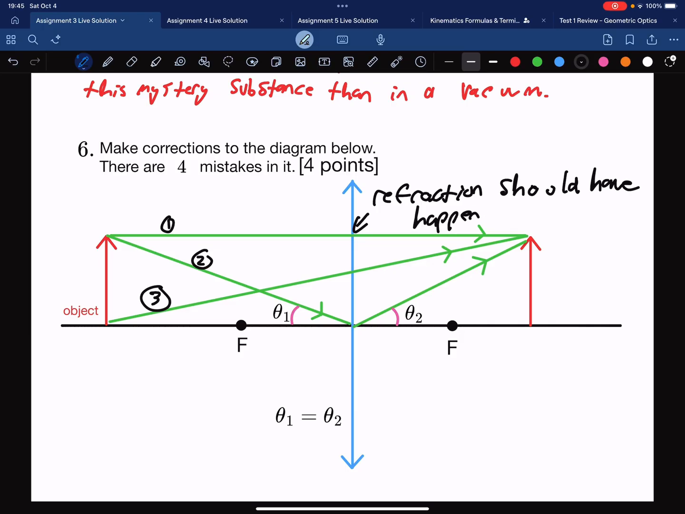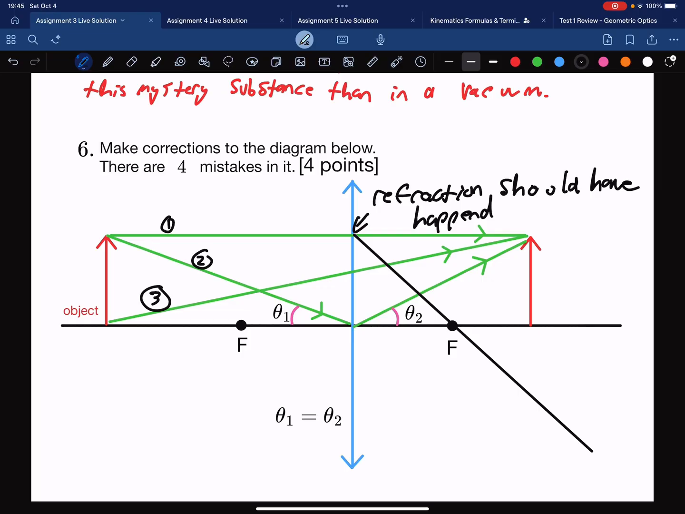Should have happened. And this refraction should have gone straight through the focal point, like this. Light ray number 2, I have drawn this as theta 1 and theta 2 being equal to each other here as well, with that little equation down at the bottom.